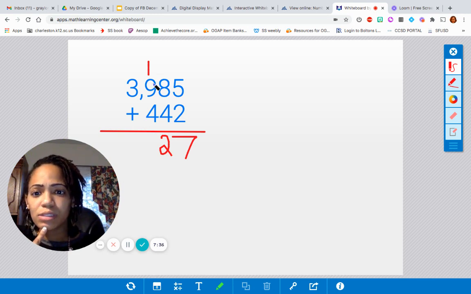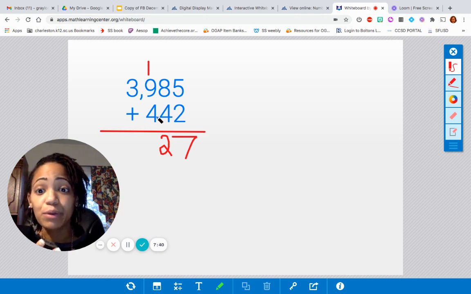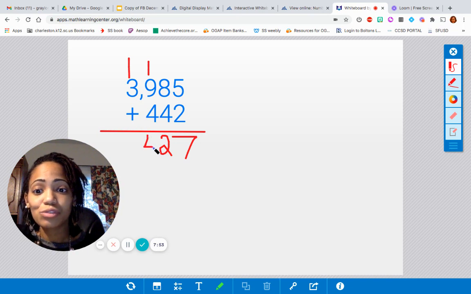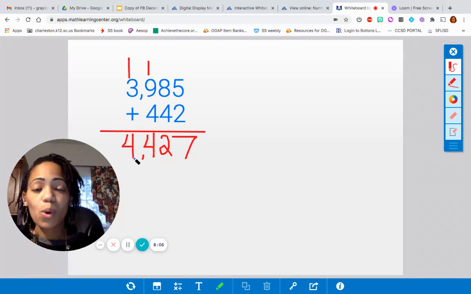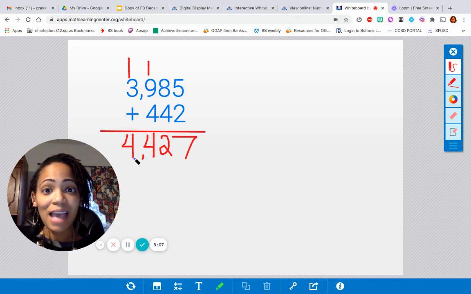Now I have 900s plus 100 from my tens place that we had to regroup plus my 400, which means I have 1,000 plus 400 is 1,400. So I'm gonna have to regroup again. I'm gonna put my 1,000 in the thousands place and my 100 in the hundreds place. And that 4 represents the 400. Now I have 3,000 plus another 1,000, which is going to give me 4,427. Is that what you got?